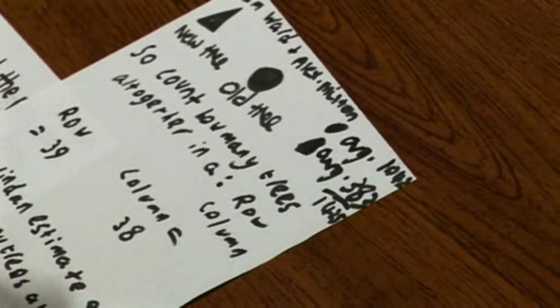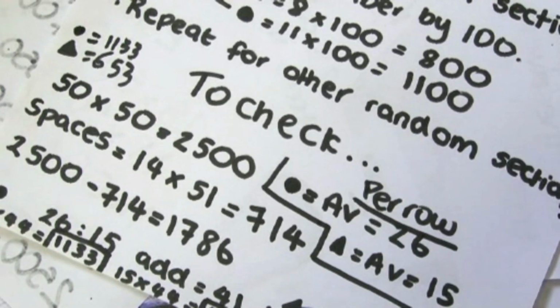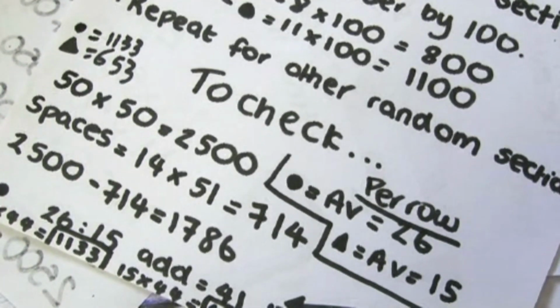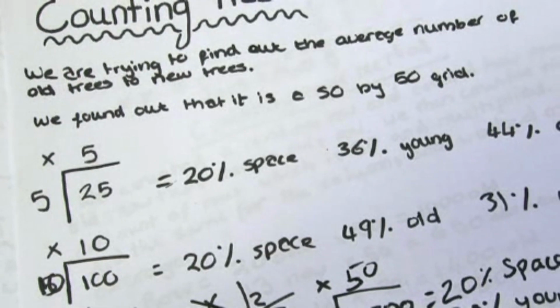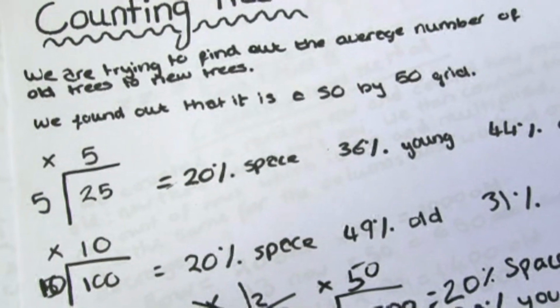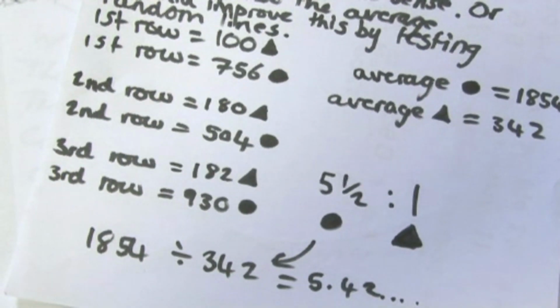Some of them chose to do averages, and there was a lot of proportional representation in there because obviously you've got to find one row and multiply by 50. That's the most basic answer. Some of them decided to use percentages, there was fractions, and I had a couple who did ratios as well.